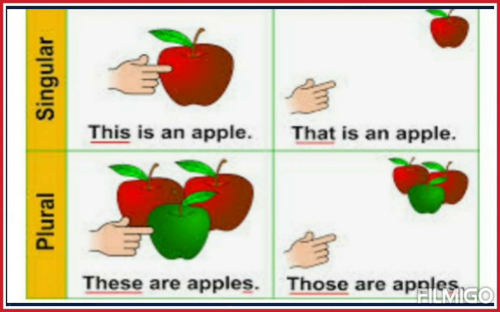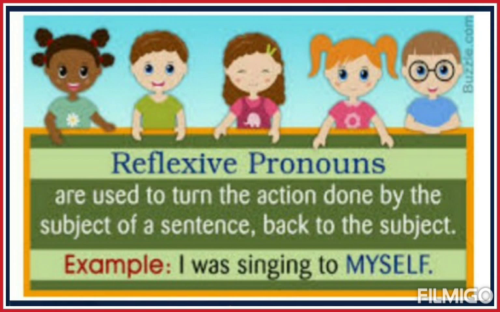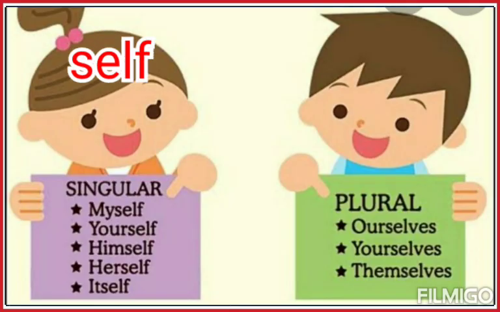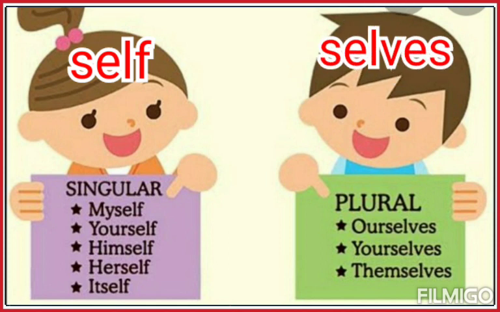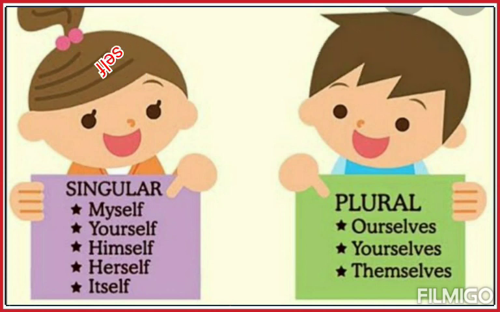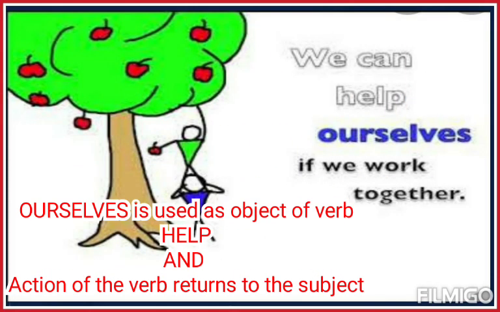Next type of pronouns are reflexive pronouns. These are used to turn the action done by the subject of a sentence back to the subject. For example, I was singing to myself. Singular reflexive pronouns are made by adding self, and plural reflexive pronouns are made by adding selves. Look at this example. We can help ourselves if we work together.